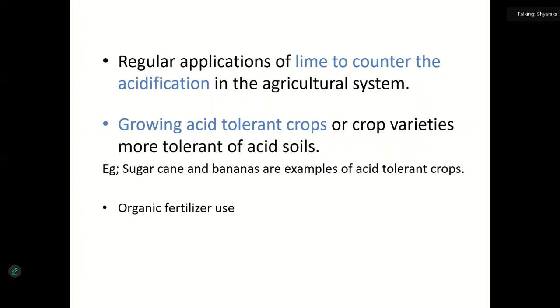And the other method is we can actually grow acid tolerant crops, so that it will be helpful to restore the land while maintaining the kind of agricultural area. So for example, sugarcane and banana, they are the examples of acid tolerant crops.